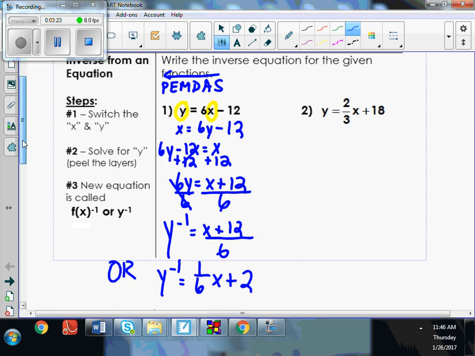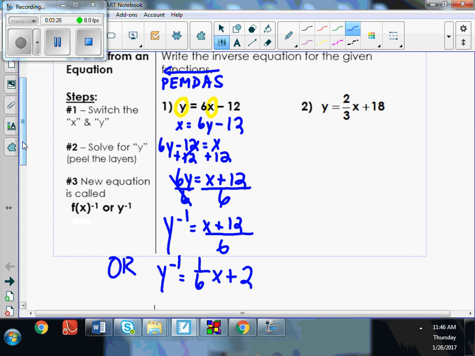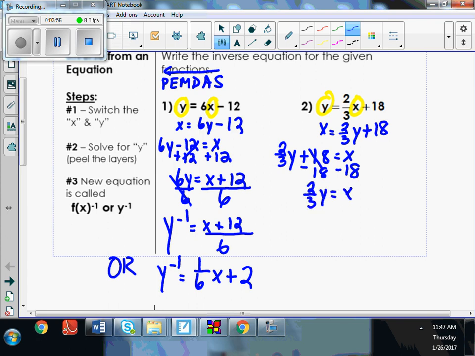So let's look at another one. The very first thing we're going to do whenever we're finding an inverse is we switch x and y. And then, because I want to solve for y, I'm going to put the side with y first. So when I move things, I'm moving them from left to right. So what would you do first? Subtract 18. Good. And now what would you do?